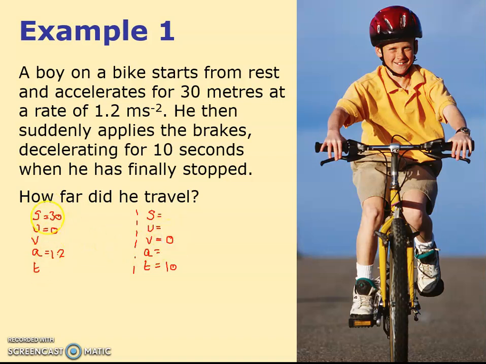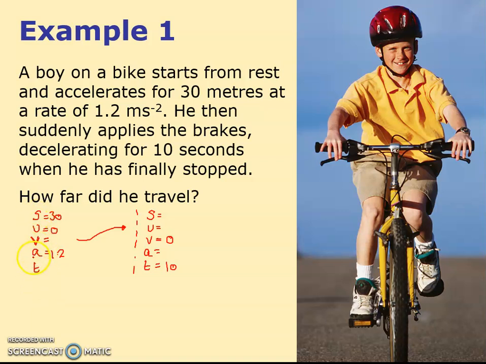So look, there are 2 parts of this. The link here is this V. The V is his final speed in the first section of his journey. He's cycling along very happily, and then suddenly something happens, he brakes. That V there will end up becoming his U for the second stage of the journey. So I'm going to try and find that V.